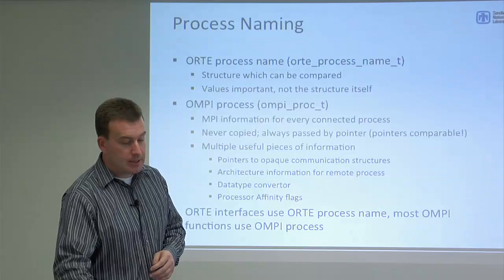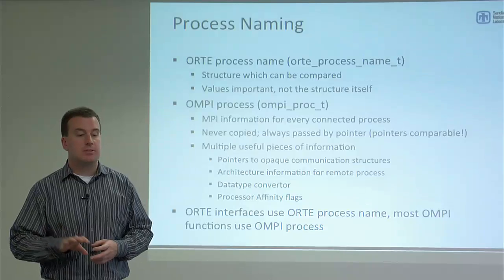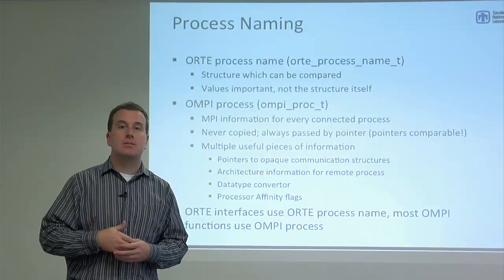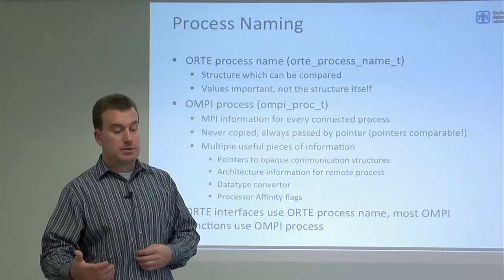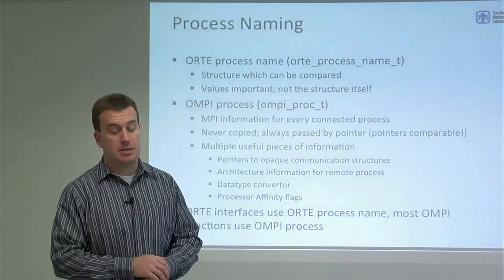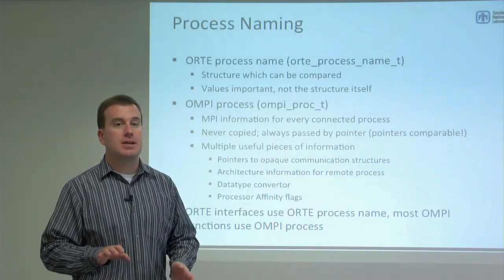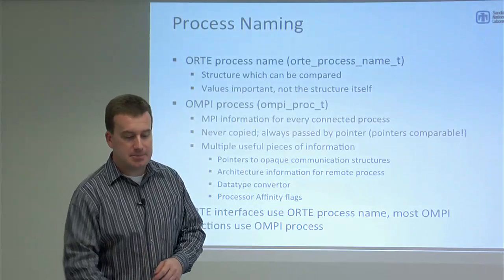And then the ORTE interfaces. The runtime interfaces tend to use an ORTE process name. The MPI interfaces, and therefore the BTLs and the PML, tend to use the OMPI functions, the OMPI process. It's fairly easy because they have different types. If you get the wrong one, you get a nice compiler warning. So that helps significantly.